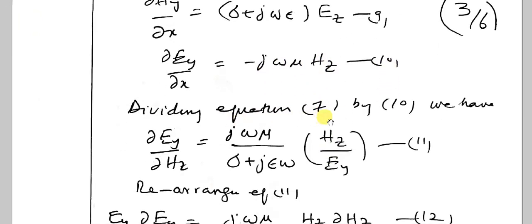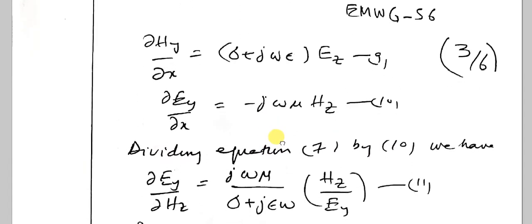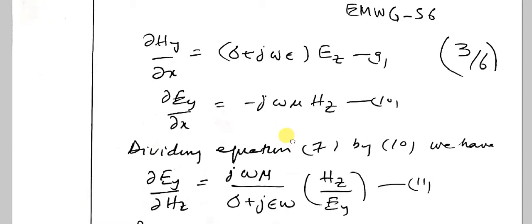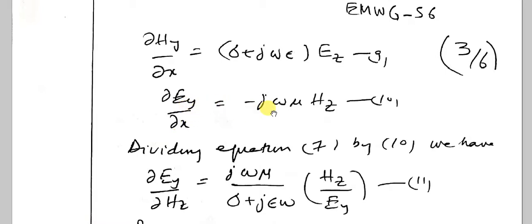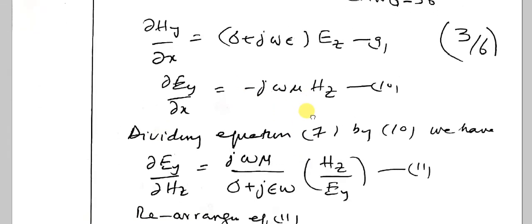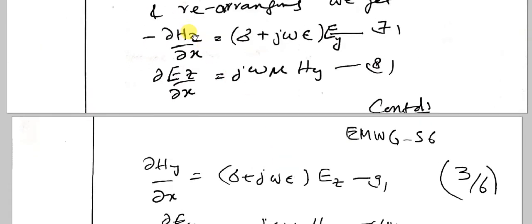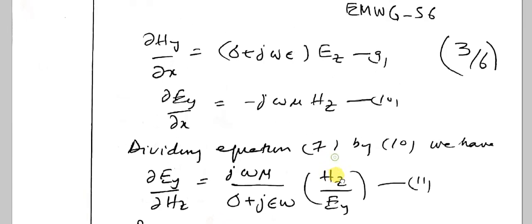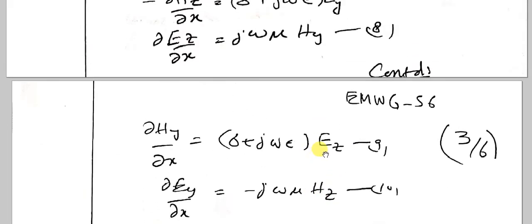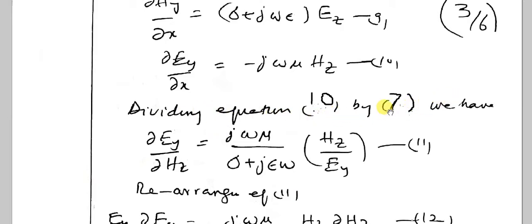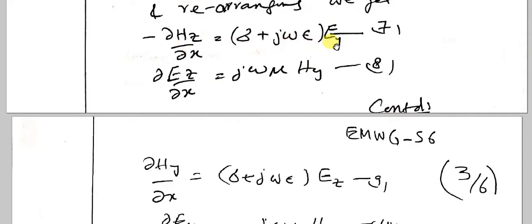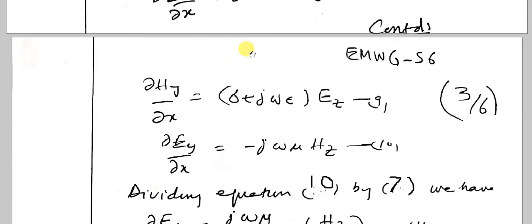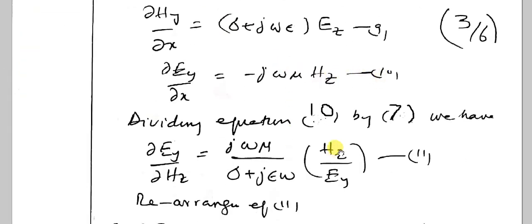Now dividing equation 7 by 10. Actually, I think it should be equation 10 by 7, not 7 by 10; I just made the correction. Equation 7 has the Ey term and delta Hz, and equation 10 has Hz, so Hz is divided by Ey, and the delta Ey by delta Hz, with the delta x, cancel out.